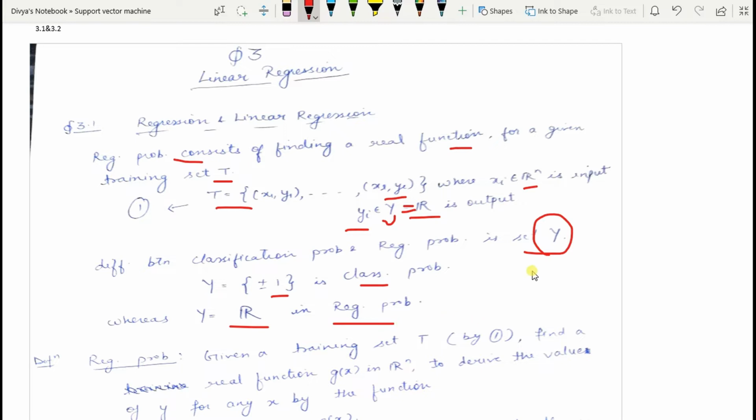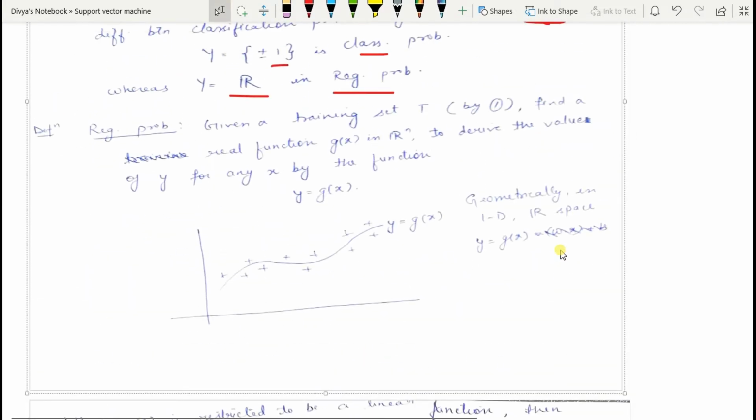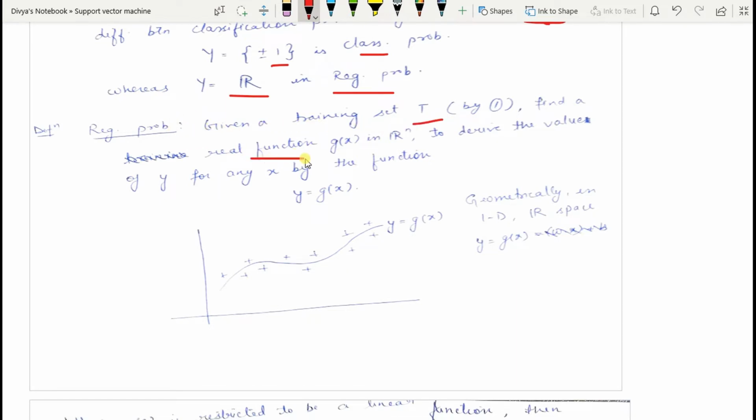Is this clear? The difference between regression and classification is the set Y, the output set. In the classification problem, the output could be only +1 and -1, positive case or negative case. But in the regression problem, the output set Y is the complete real line. So all the problems that we'll be dealing with will now consider the output set to be the complete real set. For that, we'll be formally defining a regression problem.